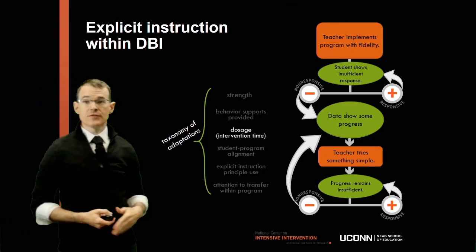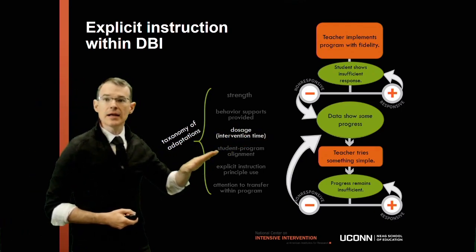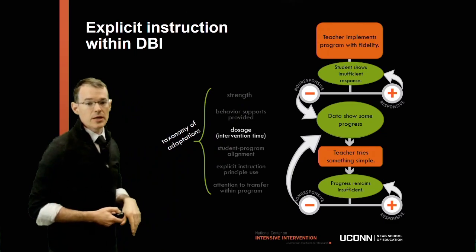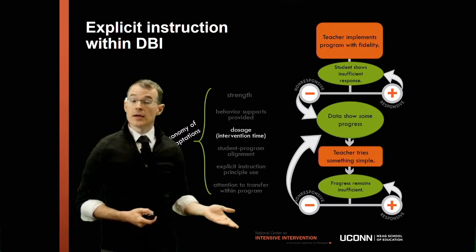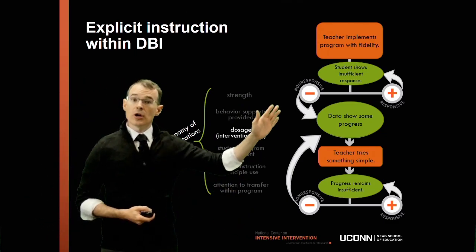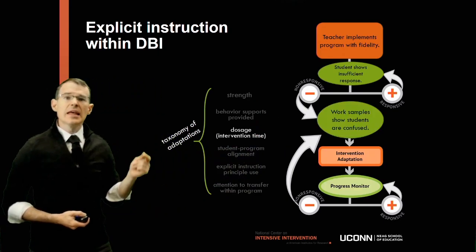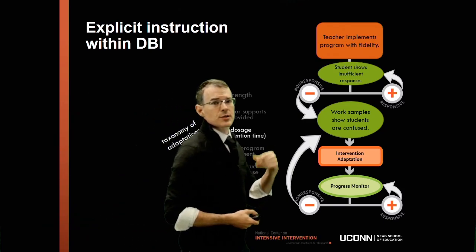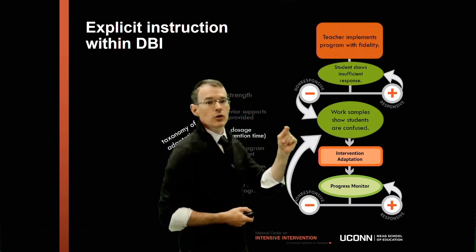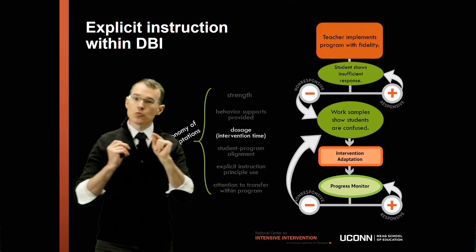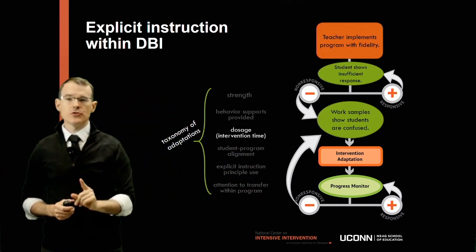Student progress is insufficient. The student is not tracking the aim line. They're not reaching the level we think they should be able to. And so we need to try something different. What do we do? We go back to the diagnostic assessment. We decide, what can we do? This time, we look at not just the progress monitoring data, we now look at student work samples. The student work samples show some confusion.